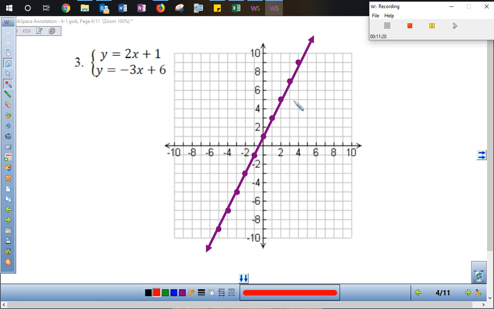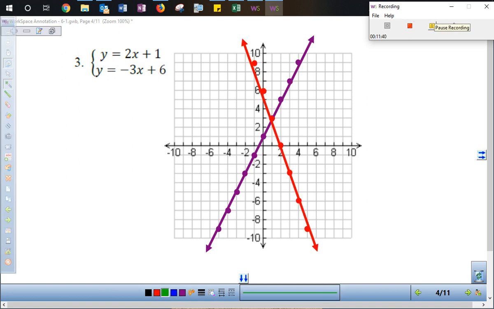Now I'd like you to pause the video and graph the second equation, y equals -3x plus 6, all on your own. Be careful with the negative slope. Now when you plot your second one, it should start at 6 and go down 3 to the right 1. After 1 point, you should find the intersection, which is right here at 1, 3, and that is our answer, 1, 3.